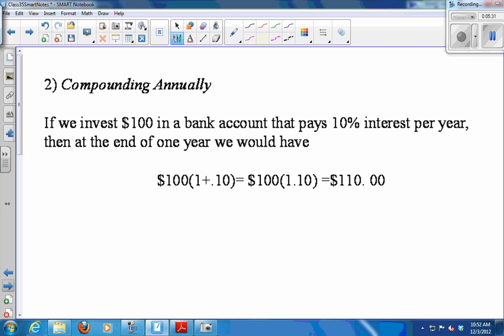So if we invest $100 in a bank account that pays 10% per year, at the end of 1 year, we would have $110, right? We would multiply your $100 by 1.1, because you keep 100% of it, that's where the 1 comes from, and you add 10% more, that's the 0.1. So you just multiply your $100 times 1.1, and you get $110.